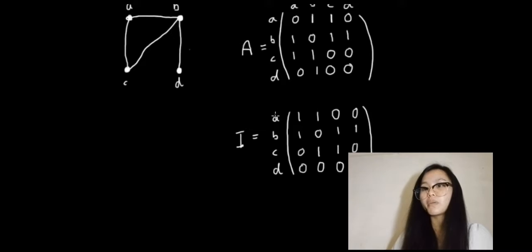Remember about the incidence matrix: each row represents a vertex and each column represents an edge.